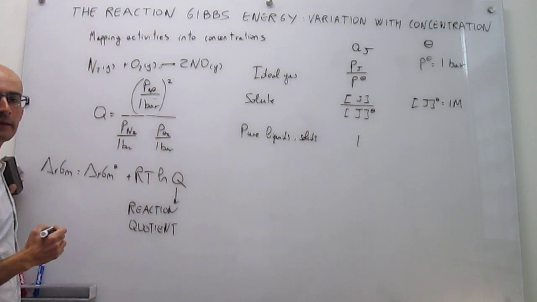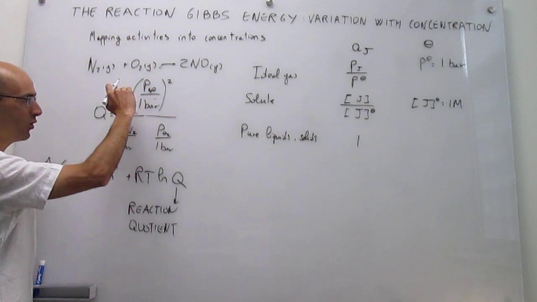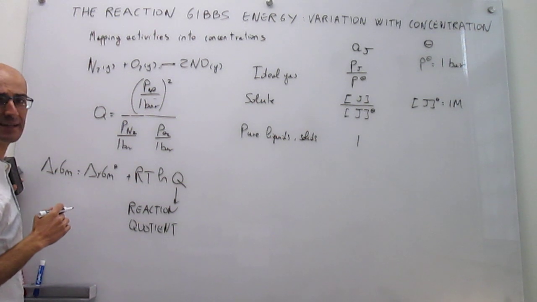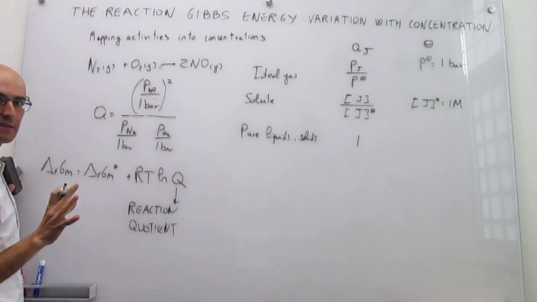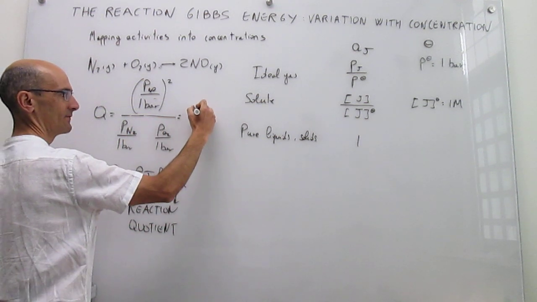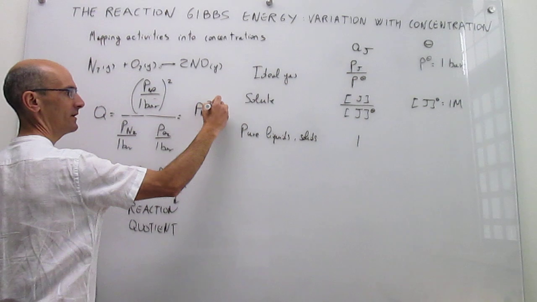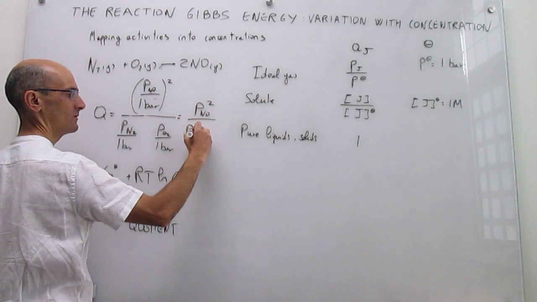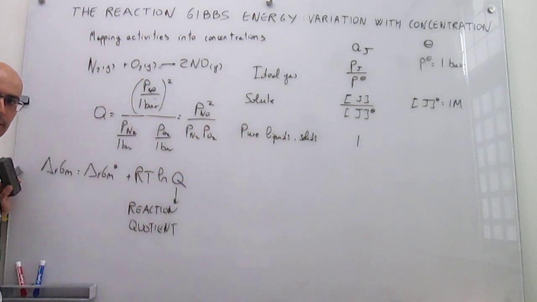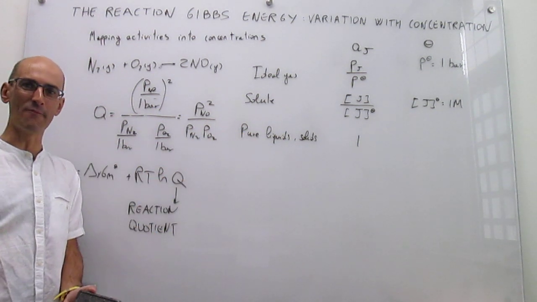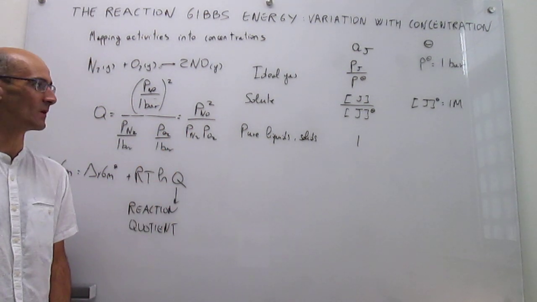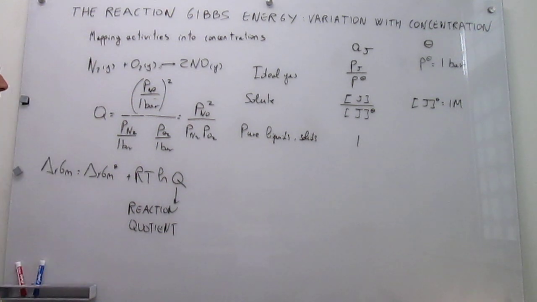Even though I think it's extremely important to always divide by the concentrations or pressures of the reference state, most people actually don't do this, which I think is short-sighted. Generally, the way that you see these expressions is something like this: P NO squared over P N2 times the partial pressure of O2. So that is your reaction quotient. Notice how simply we have mapped activities into concentrations that are easy to handle. Let's do one more example and then we'll wrap this up.